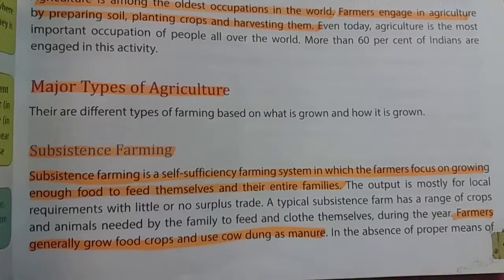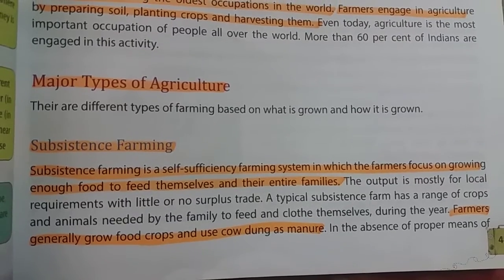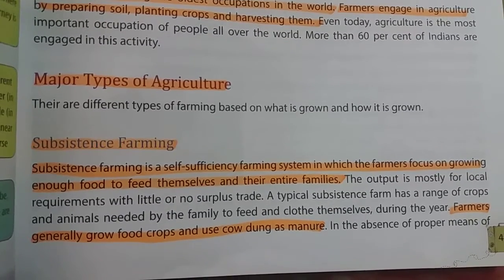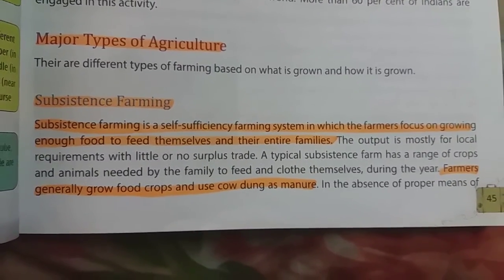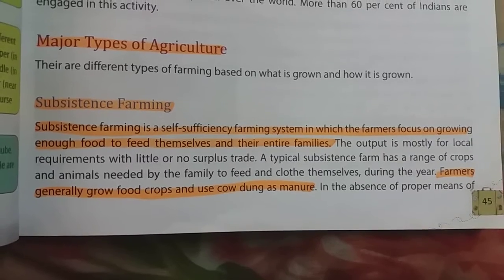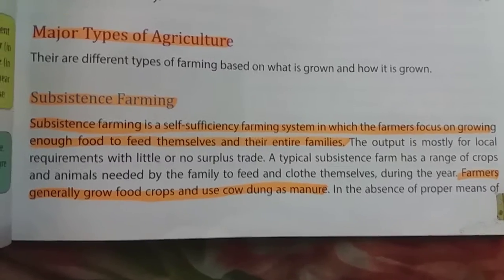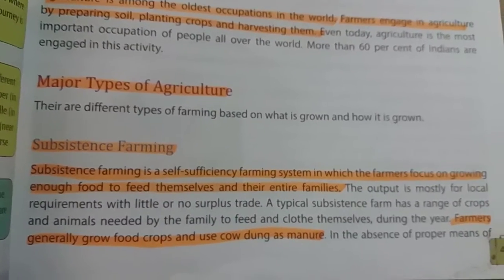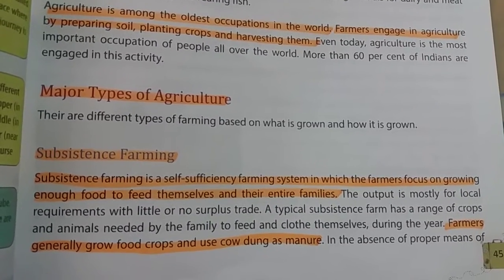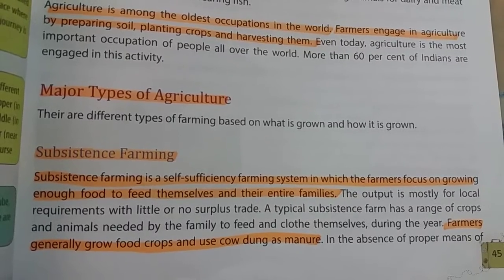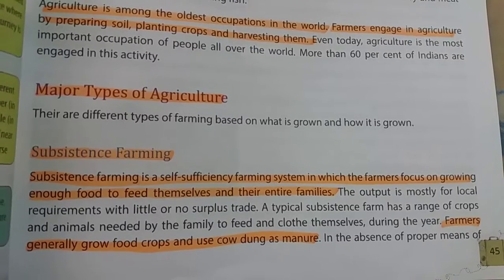Now there are major types of agriculture. There are different types of farming based on what is grown and how it is grown. So number one, it says subsistence farming. Here it says subsistence farming is a self-sufficiency farming system in which the farmer focuses on growing enough food to feed themselves and their entire families. The output is mostly for local requirements with little or no surplus trade.